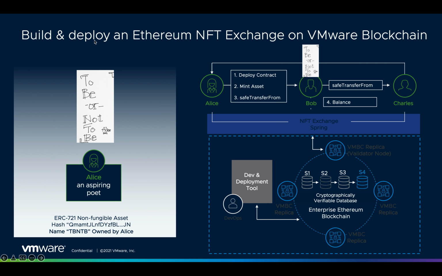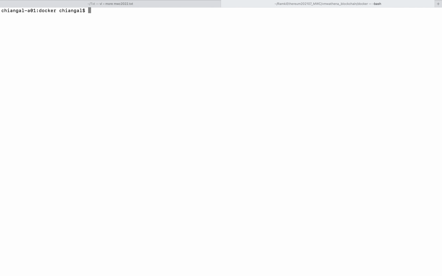Okay, now let's go through a quick demo walkthrough. The next step is to start VMware Blockchain running locally on my MacBook Pro. We have containerized VMware Blockchain so it can conveniently run on any Dockerized environment such as Kubernetes. In this particular case, I'm running on Docker Desktop.